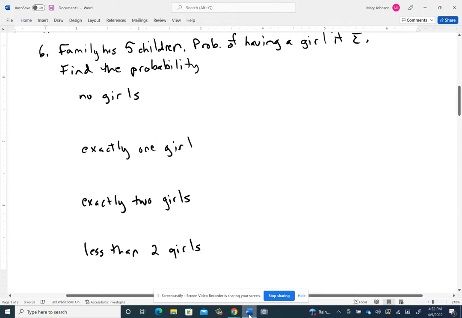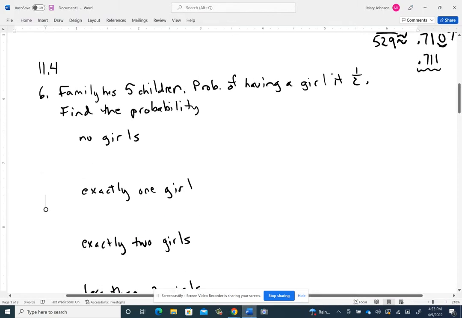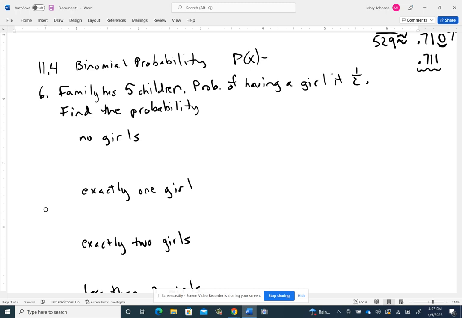All right, so in this video, I'm looking at the problems that deal with section 11.4. That's binomial probability. And these are the ones where we use that formula that looks like this. Probability of that many successes. And then you do n choose x, probability of getting a success, probability of not, and you're going to raise that to the n minus x power. So let's see how that's used.